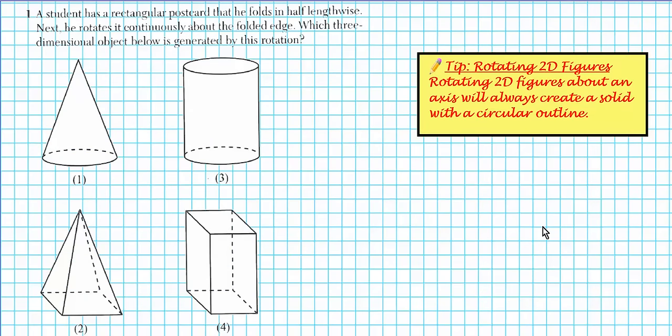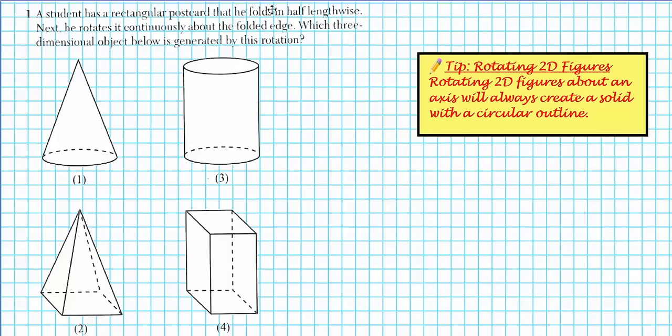Alright, let's take a look at question number 1. It reads, a student has a rectangular postcard that he folds in half lengthwise. Next, he rotates it continuously about the folded edge. Which three-dimensional object below is generated by this rotation?